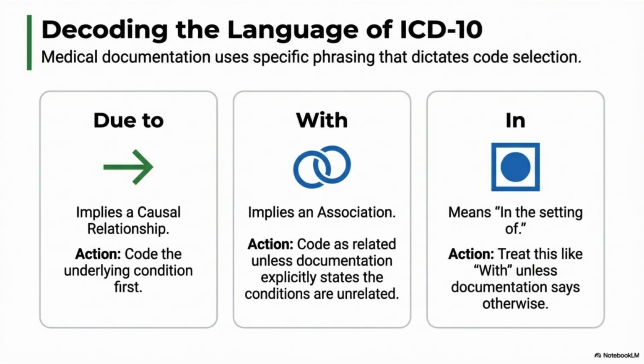Certain documentation terms directly influence coding. Due to indicates a causal relationship and requires coding the underlying condition first. With implies an association unless documentation states otherwise. In means in the setting of, and is treated similarly to with. The document states, code the underlying condition first, when causality is documented.